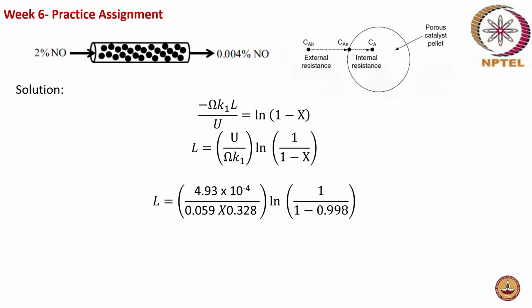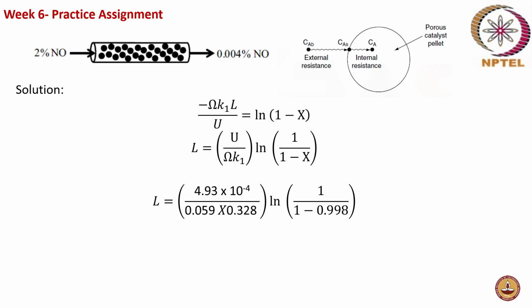we have the value of U, that is your superficial velocity, 4.93 into 10 power minus 4 meter per second. Your overall effectiveness factor omega is 0.059, and your specific reaction rate constant is 0.328 second inverse, and ln of 1 by 1 minus 0.998, where 0.998 is your conversion, right? So this will end up with your length of the reactor to be 0.16 meter. So now we have found out what is the length of the reactor.